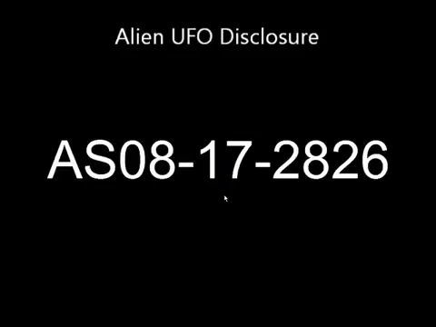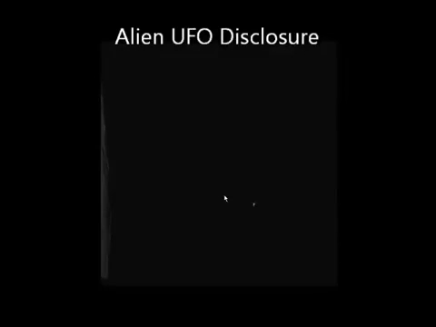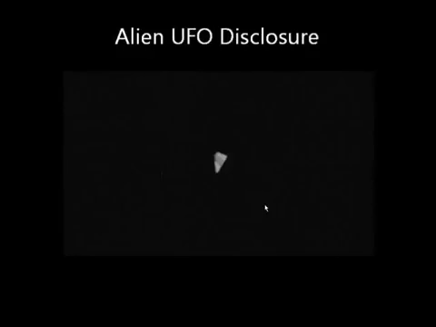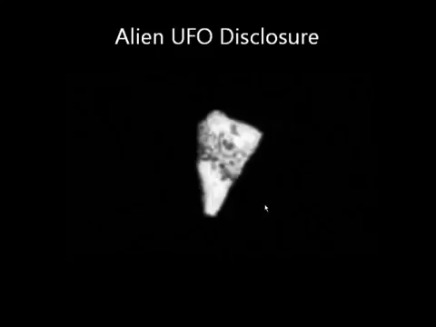AS8 172826. Again, a little dot in the far distance. Let's zoom in. This is supposed to be a tile or a piece of the capsule of the command module, according to NASA. Well, when we zoom in, it doesn't look like a tile to me. This is something else. Could this be our companion? Let's see.